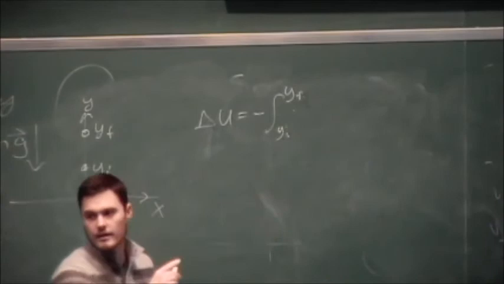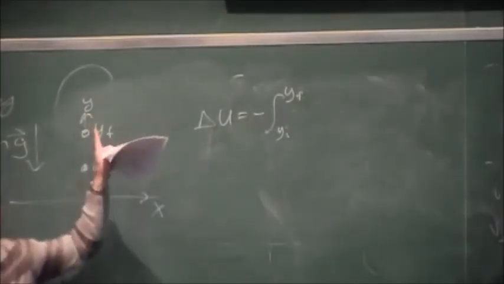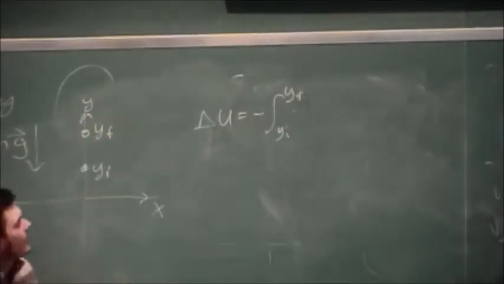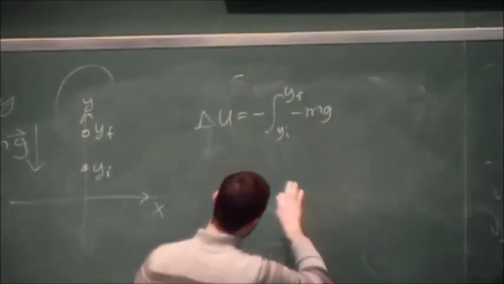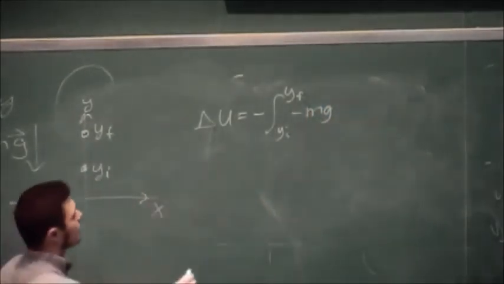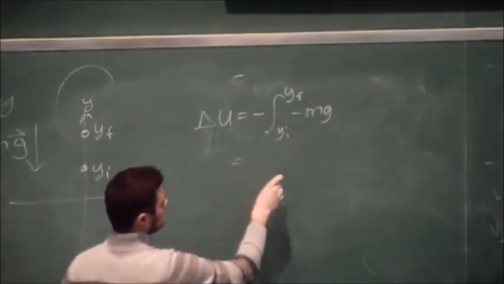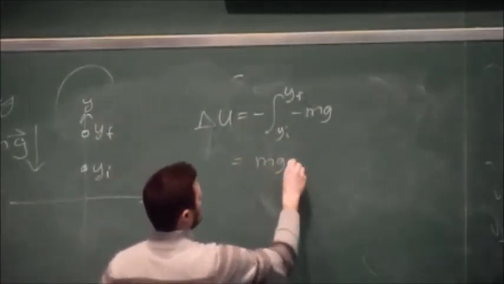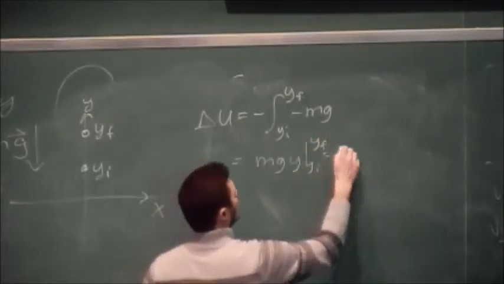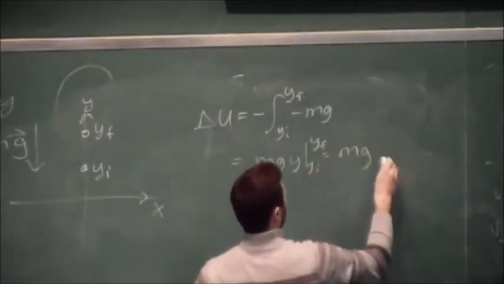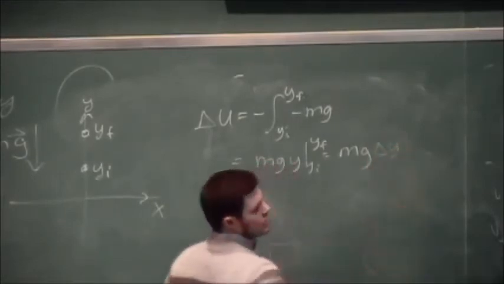So now this is also going to be mg, but in this system where y is positive, I'll call that negative mg. Again, you have to be careful with that. So mg, that's a constant, comes out of the integral. This becomes positive, and then I'll have mg y from y initial to y final. And this is just mg, and I can define that as the change in y.